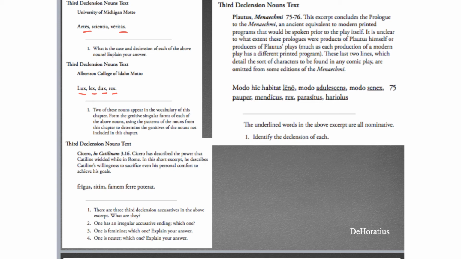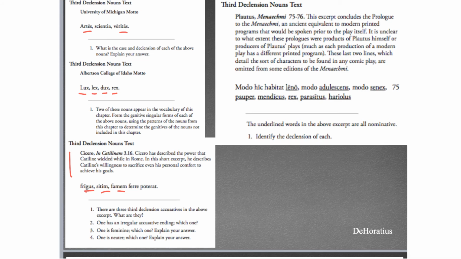And then down here, this third declension text from Cicero. We've got three accusatives. So frigus is a neuter accusative. That's why it's got that US. Sitim is a bit of an irregular accusative. And then famem is your standard third declension accusative. So he was able to bear cold, thirst, hunger. But the important thing is there are new forms. So the neuter form, frigus, and the non-neuter form, famem. Again, sitim is a bit of an irregular.